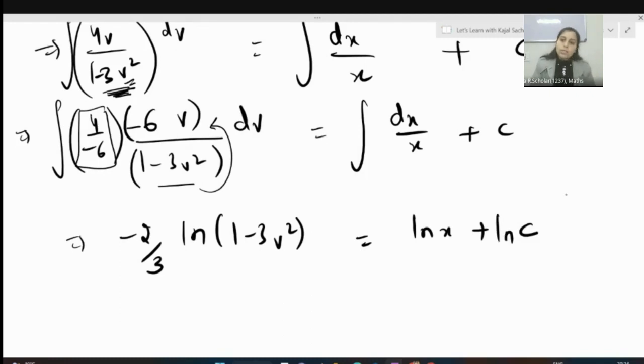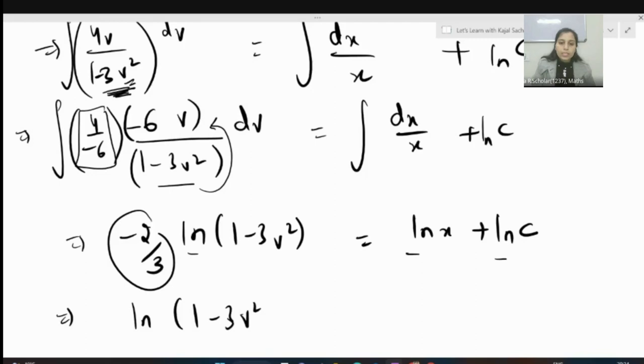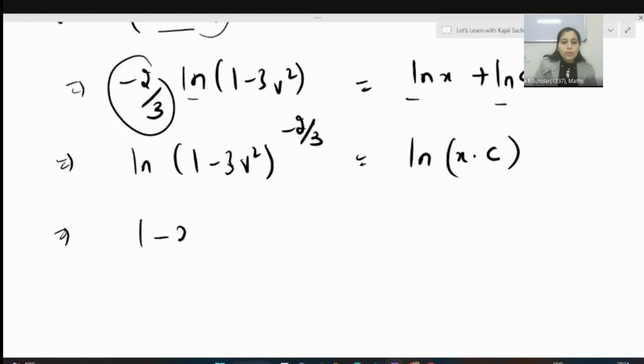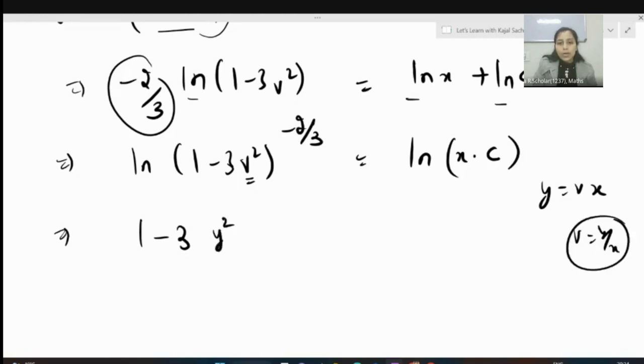We can also use log c as a constant, because we have log in all the terms. So taking log here also, this is a constant. Now this comes in power: log of 1 minus 3v square raised to the power minus 2 by 3, and log x into c, as log a plus log b is equal to log a into b. So cancelling log on both sides and substituting v is equal to y by x, since y is equal to vx, we get 1 minus 3y square by x square raised to the power minus 2 by 3 is equal to xc.